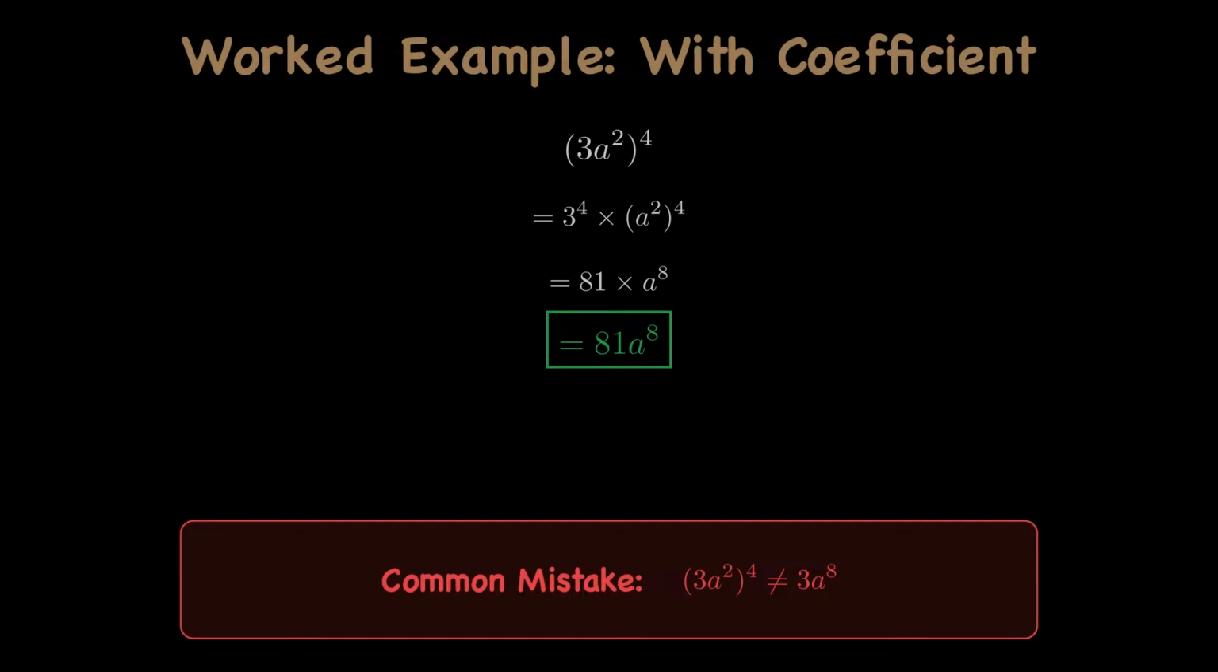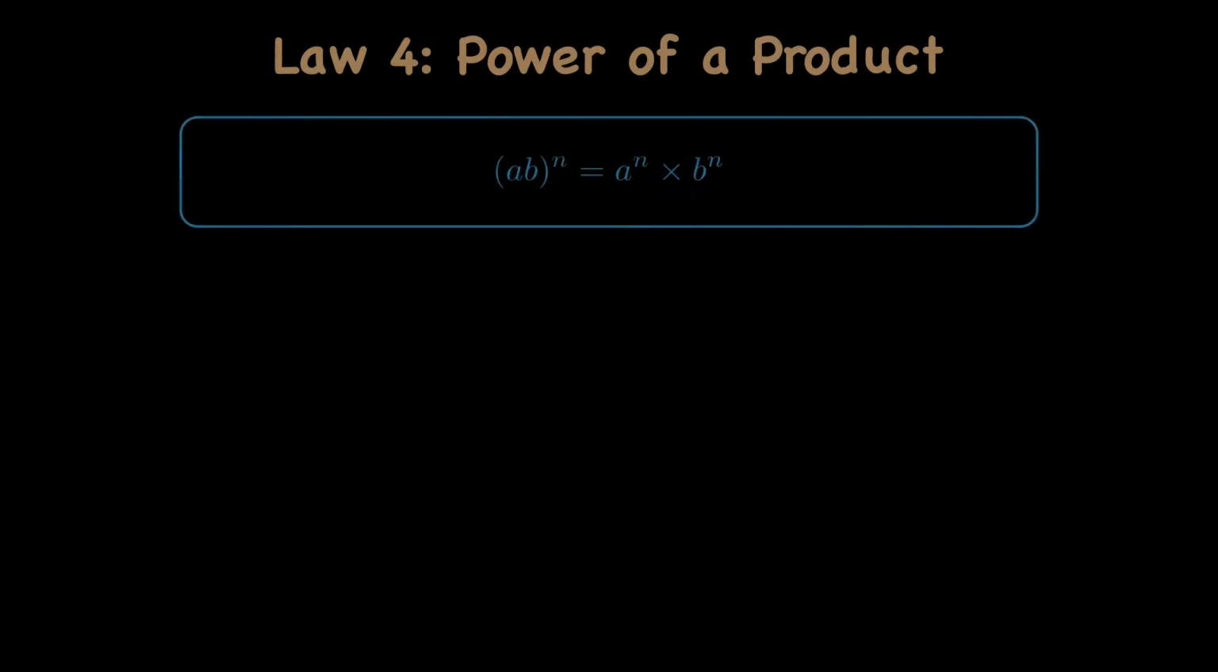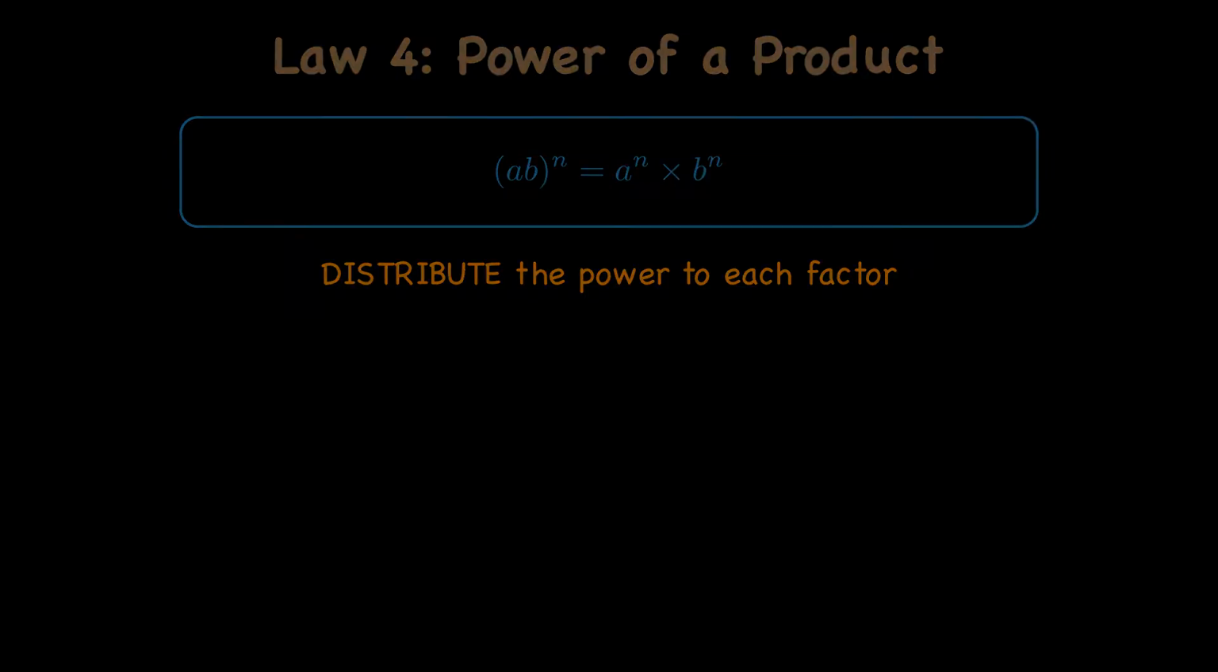They write 3a to the 8 instead of 81a to the 8. Remember, the power applies to everything inside the brackets. Law 4. Power of a product. (ab) all to the power of n equals a to the n times b to the n. You distribute the power to each factor inside the brackets.